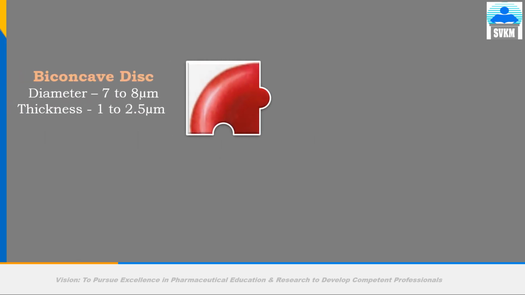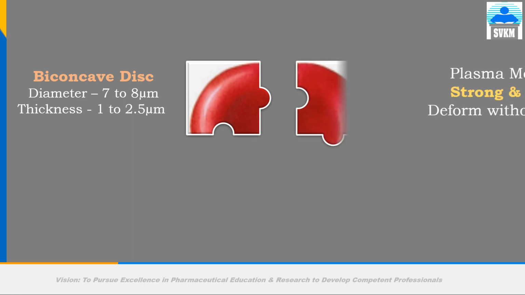Now we will see the RBC anatomy. The RBCs have biconcave discs with a diameter of 7 to 8 meters, thickness 1 to 2.5 micrometer. The mature red blood cells have a simple structure.